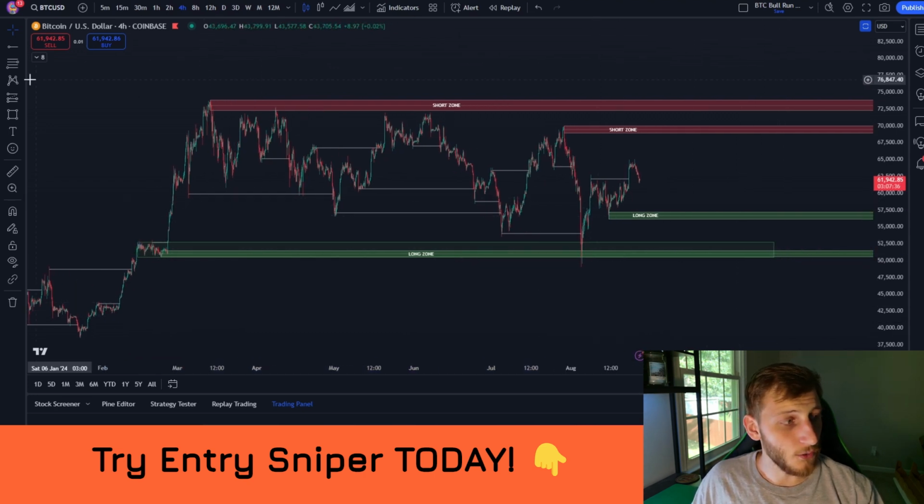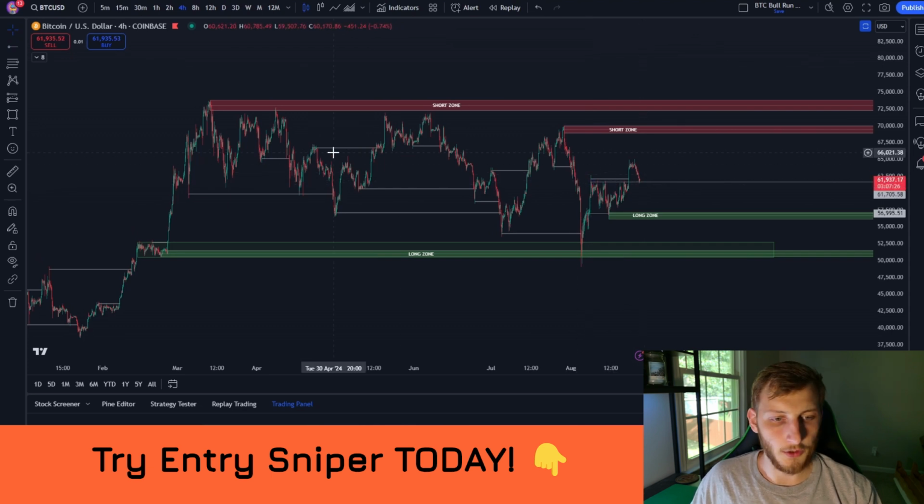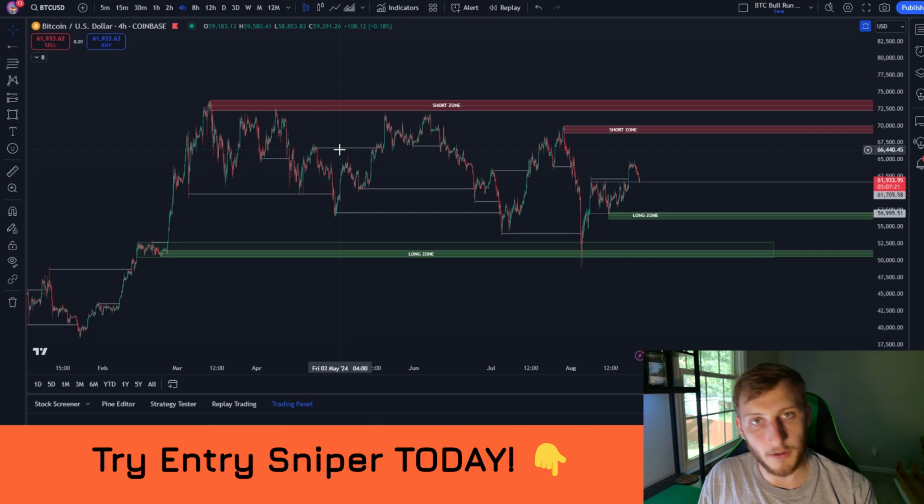Entry Sniper also made note of this range low here that we were taking a look at. It also made note of this range high that we've been watching. And if you notice these little gray lines across the chart, these are previous long and short zones that have since had a break of structure.